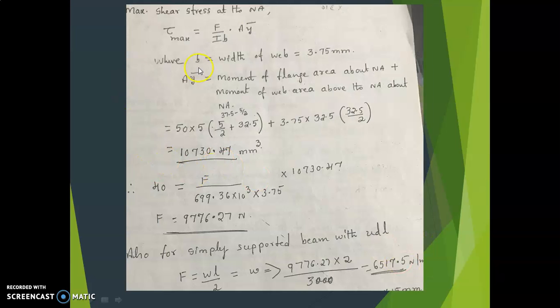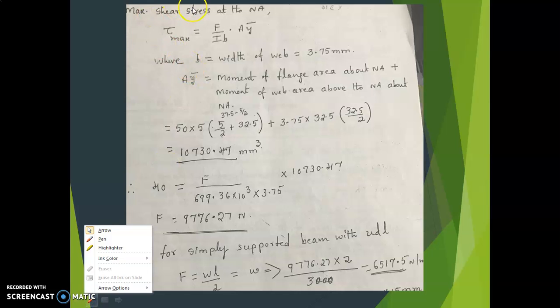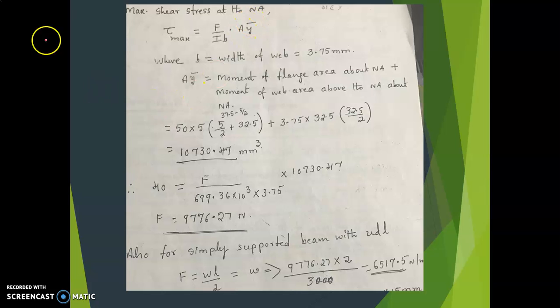Next step, we have that formula, that is maximum shear stress at the neutral axis. Why at the neutral axis? Because the shear stress induced is maximum at the neutral axis. So tau maximum is equal to F divided by I B into A y bar. Here, what is F? F is shear force. For simply supported beam with the UDL, F is equal to WL by 2.